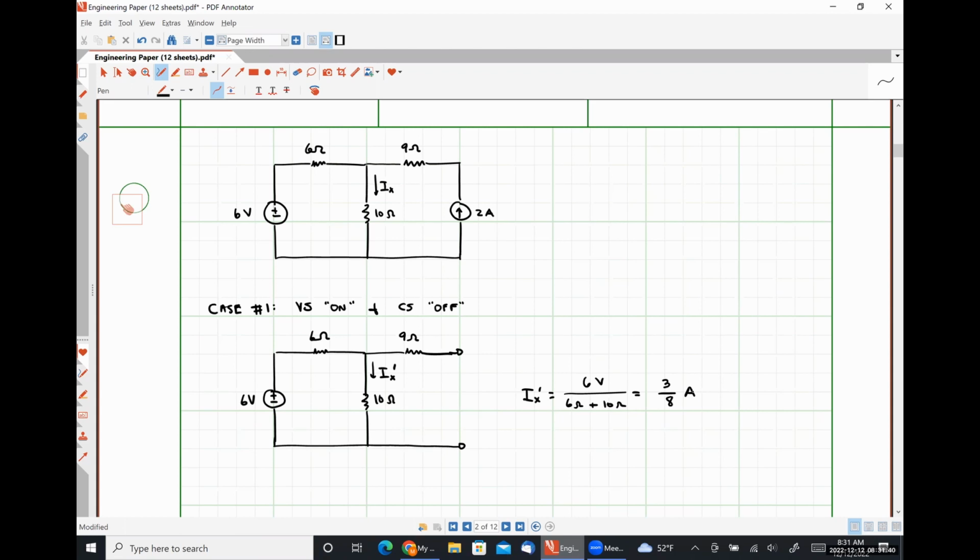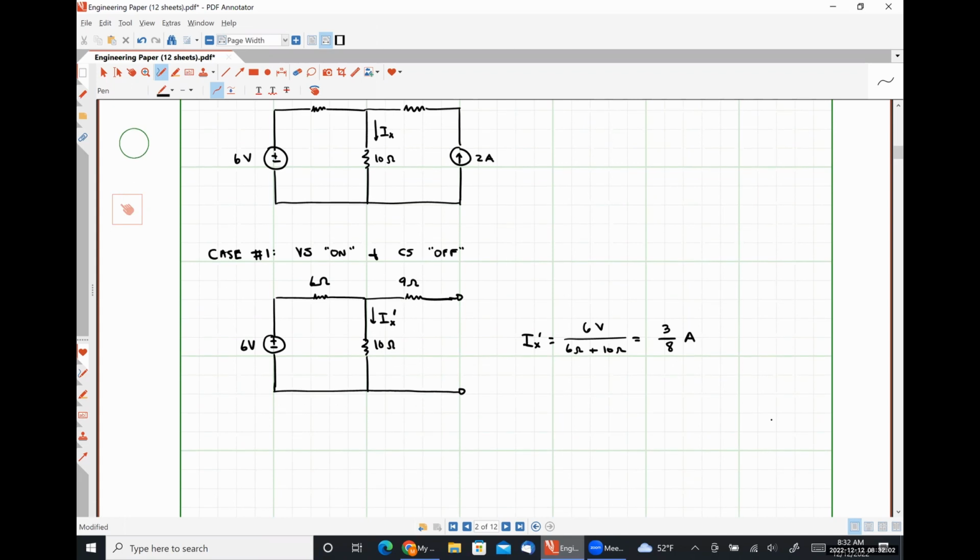How much current can branch off and flow through the 9-ohm resistor? None, because it's not part of a closed current carrying loop, right? So if none of the current can branch off and flow through the 9 ohm resistor, the only current flowing in this circuit is Ix prime. Does that make sense? All right.